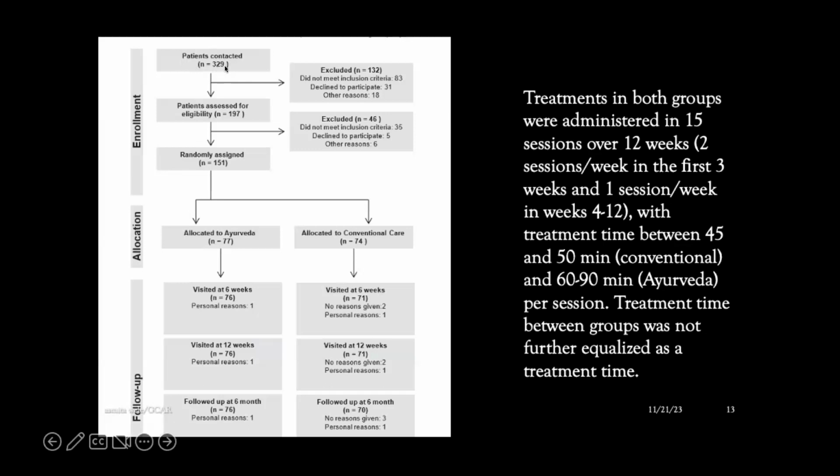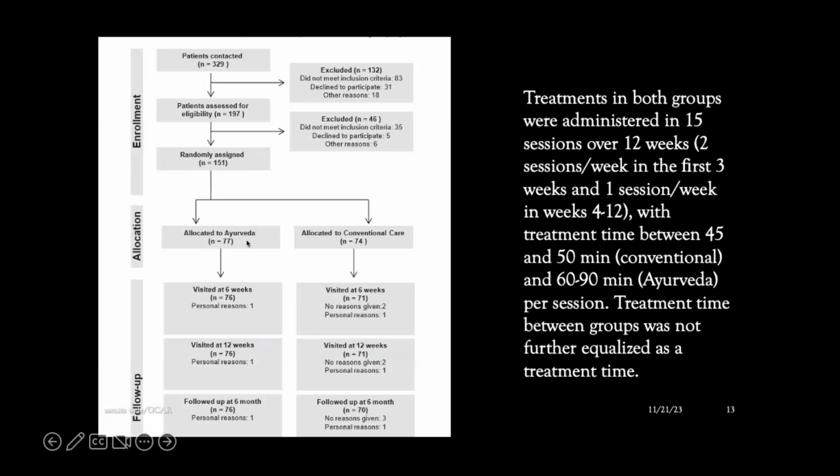Patients contacted 329, excluded 132 because they did not meet the inclusion criteria. So out of 132, 83 did not meet the inclusion criteria. 31 declined to participate. They said that we don't want to do it. And 18 did not give any reason, but they did not participate. So finally, the patients assessed for eligibility were 197. Out of that, 46 were excluded because they were interested, but they did not meet inclusion criteria. After that assessment, 5 patients declined to participate, and 6 patients just did not give any reasons, but they did not turn up. So randomly assigned patients were 151.